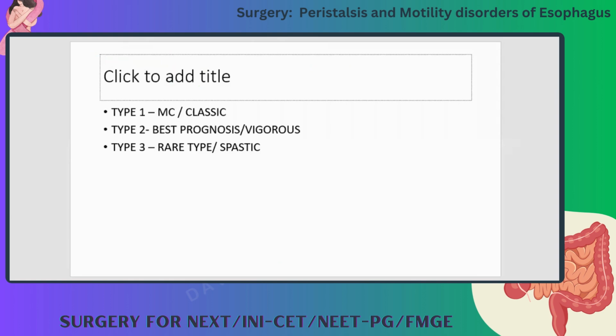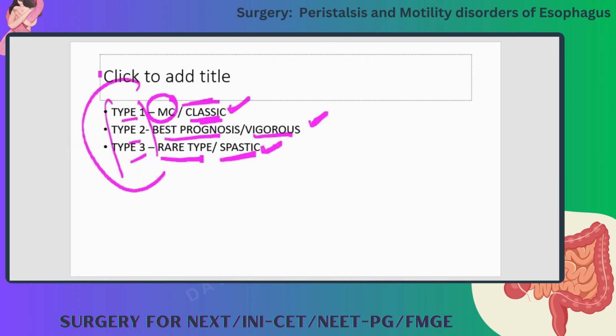And there are 3 types of achalasia: type 1, type 2, and type 3. Type 1 is the most common, known as classic achalasia. It all depends upon the pressures in the esophagus. Type 2 has the best prognosis and is known as vigorous. Type 3 is very rare, I have not seen this, and it is spastic. Depending upon the sphincter pressures, there are 3 categories.